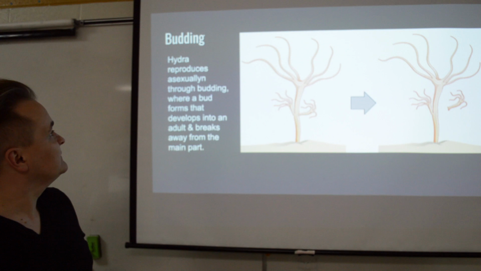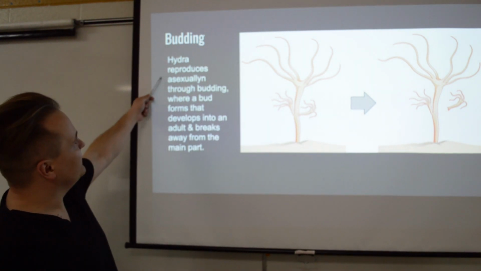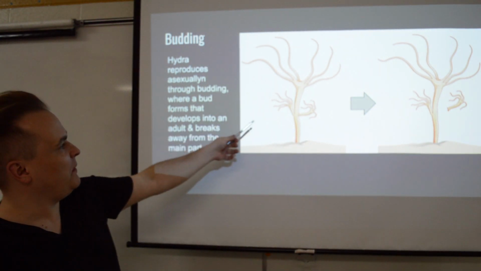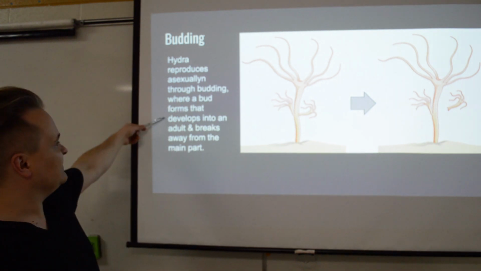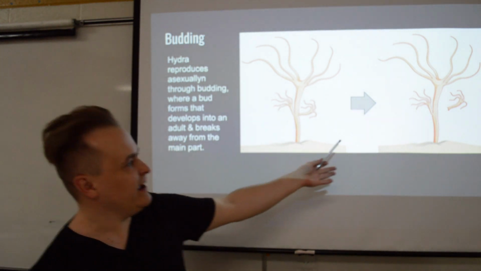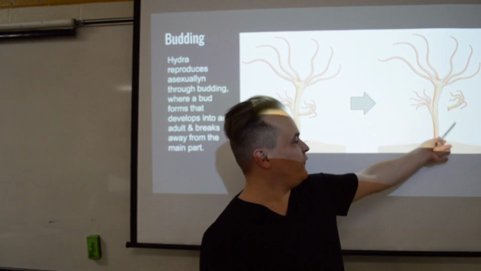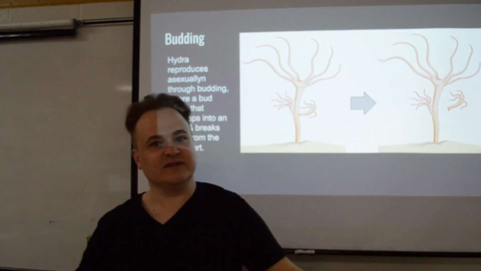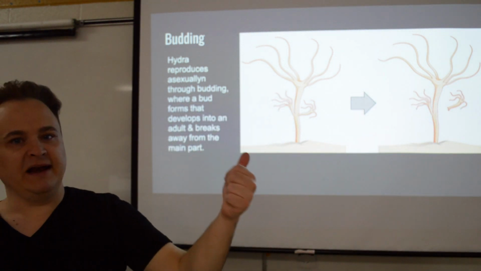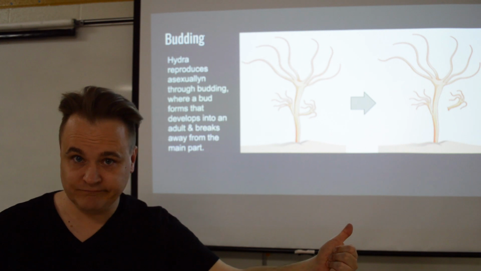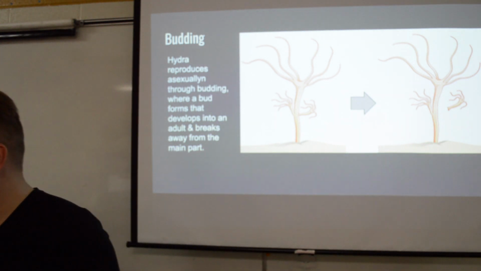Budding: for example, a hydra reproduces asexually through budding, where a little bud forms. It develops into an adult and breaks away, and this bud would fall off and grow as a new hydra. That's budding. So now we've got binary fission, which is just mitosis, then budding. Let's look at the next one.